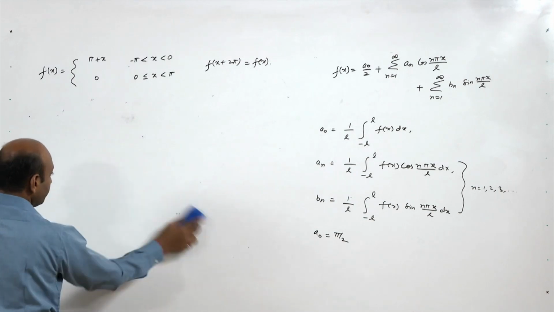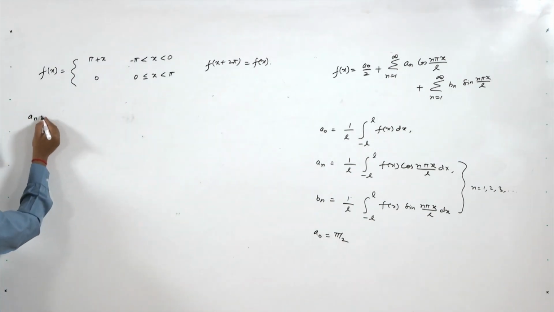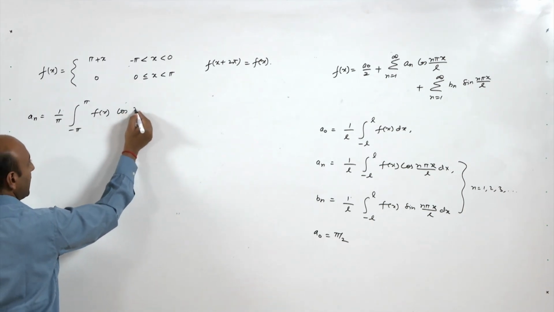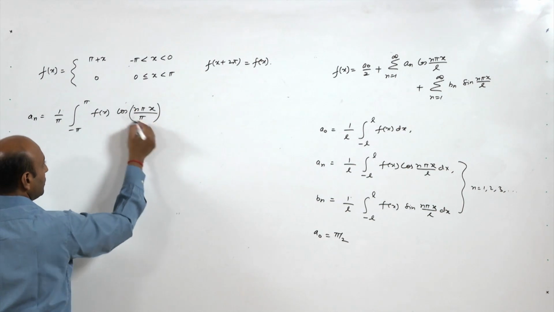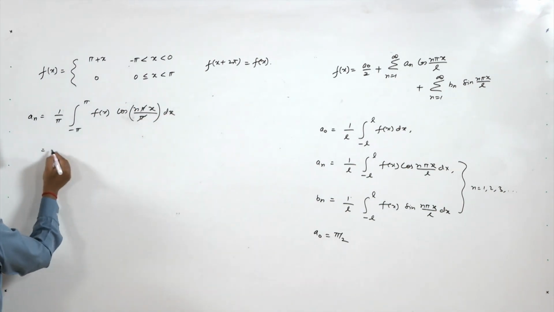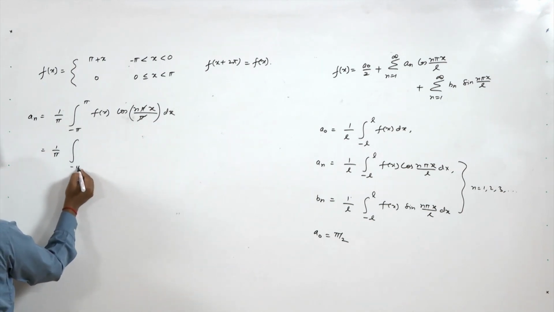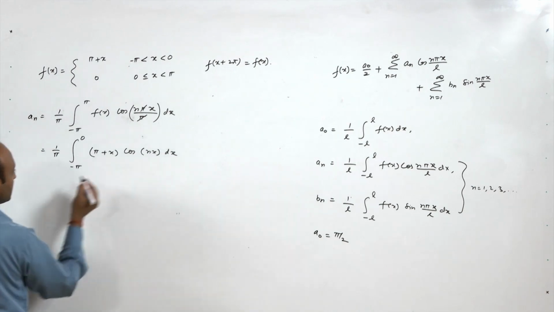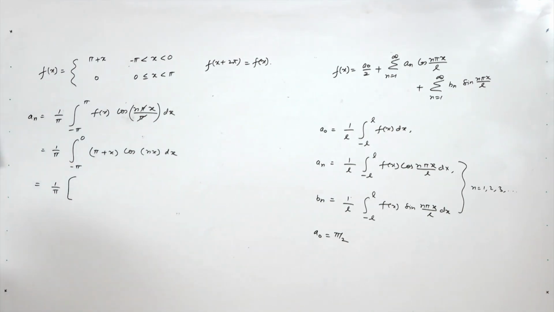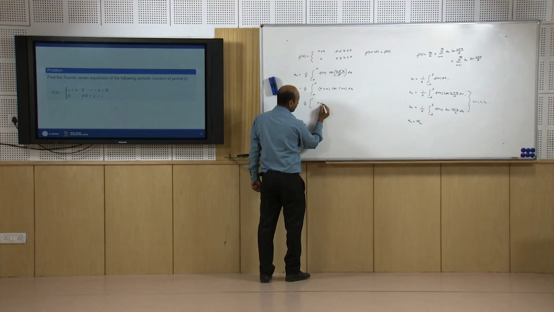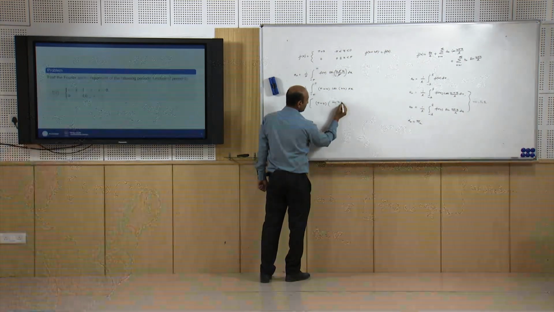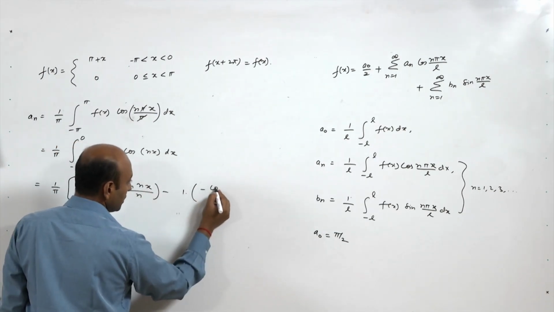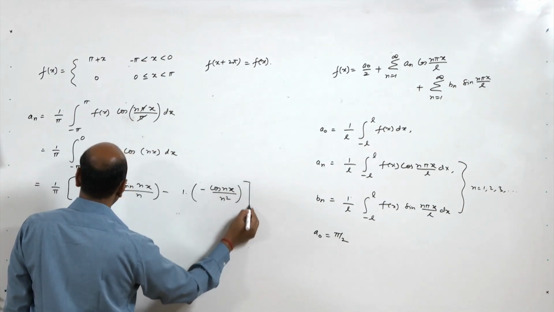Now, let us find An. An is nothing but 1 by pi integral from minus pi to plus pi of f(x) cos(n pi x by L) dx, L is pi. So, pi cancels out, it is nothing but 1 by pi integral from minus pi to 0 of (pi plus x) cos nx dx, which is nothing but 1 by pi. Now, you will integrate this, applying integration by parts. So, it is first as it is, integration of second, sin nx upon n, minus the derivative of the first, which is 1, into integration of this, that is minus cos nx upon n square, from minus pi to 0.